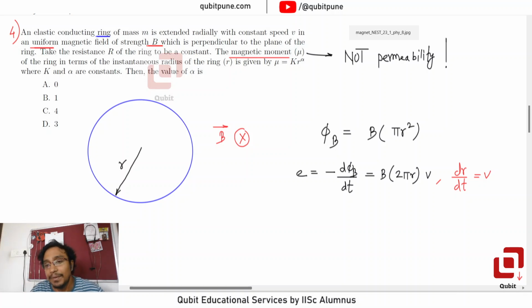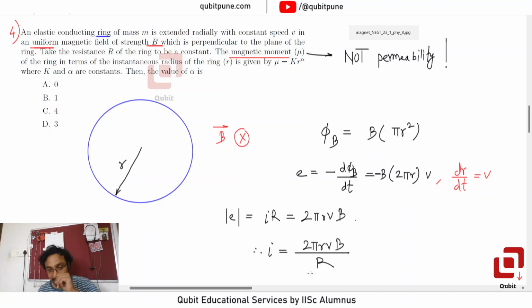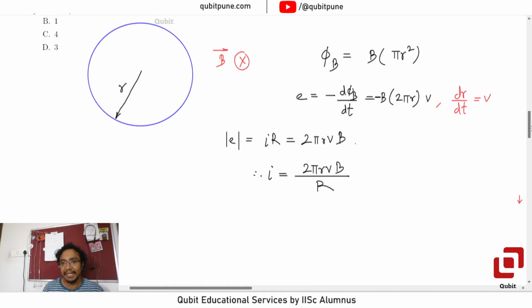Okay, induced EMF, and this induced EMF is now going to give us the current. Induced current. नेगेटिव साइन इग्नोर करेंगे अभी, उसकी कोई ज़रूरत नहीं है. Now this is equal to I R, current into resistance, so it will be 2 pi r v B. So current is equal to 2 pi r v B by R. Capital R is resistance, small r is radius. Okay, now what is moment? Magnetic moment.